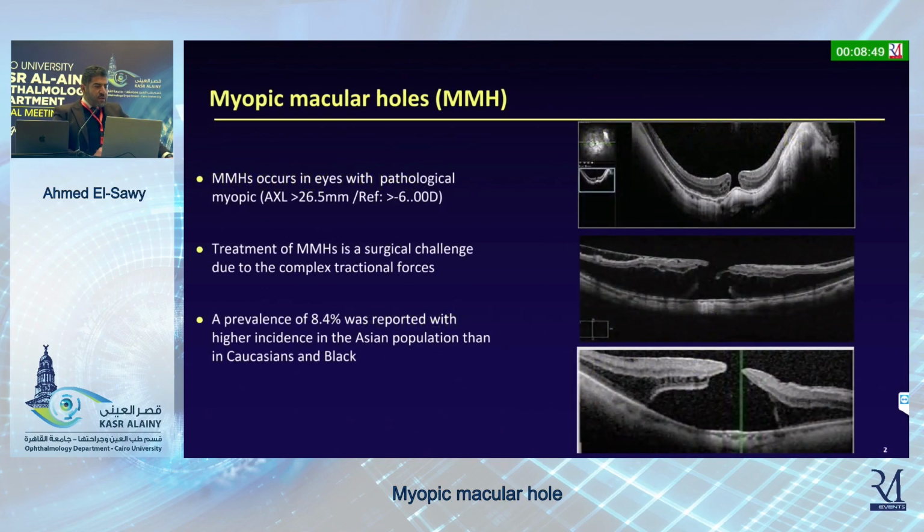Myopic macular holes are these holes that occur in patients with pathological myopia, 26.5 millimeters in axial length or -6 diopters in refraction. Treatment of myopic macular holes is a surgical challenge even with experienced surgeons because of the complexity of the pathology and the complexity of the anatomy of highly myopic eyes.